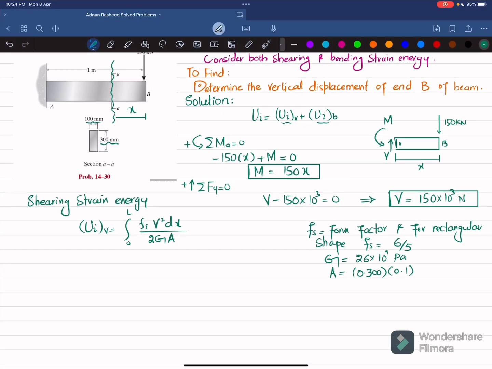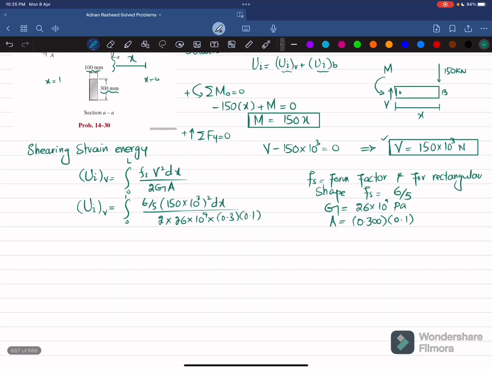Okay, now we have all the values. V is there, so you can just put in the limits, 0 to L, and x starts from 0 till 1. So the integral from 0 to 1, Fs is 6 over 5, V square, so V is 150 into 10 to the power 3 whole square, dx, divided by 2 times G, which is 26 into 10 to the power 9, and area is 0.3 multiplied by 0.1. That will give you the strain energy due to shear force. When you calculate this, you will get the strain energy due to shearing comes out to be 17.31 joules. So this is the strain energy due to shearing.